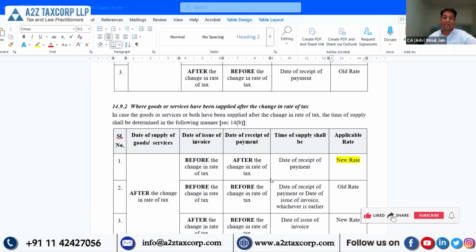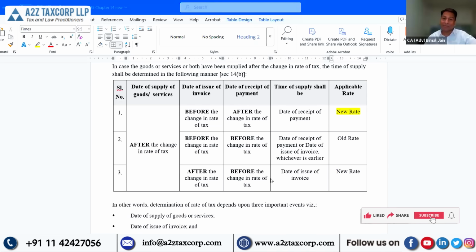Now coming back to Section 14 subsection B, which again has 3 options suggested. 2 out of 3 before 22nd September means the old rate, and 2 out of 3 after 22nd September means the new rate is applicable. But look at the scenario and how it is explained by the provision as it exists today. Let's say supply is made after 22nd September.